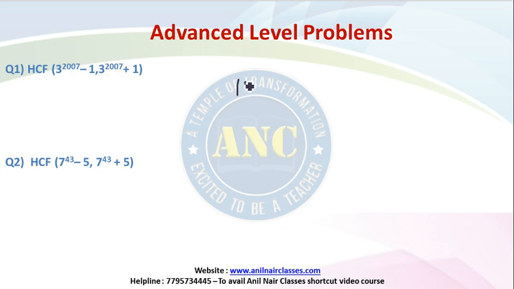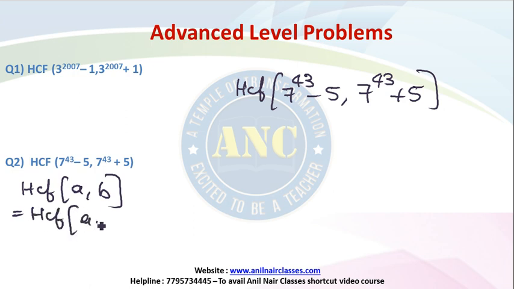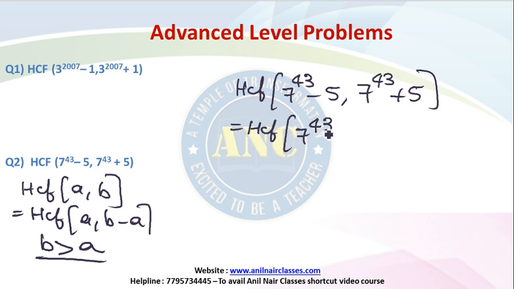Now see here. HCF of 7 power 43 minus 5, comma, 7 power 43 plus 5. What is the concept I am using in this question? HCF of a comma b is nothing but HCF of a comma b minus a, assuming b is greater than a. This is the concept I am using, Manoj Beta, for you. So this is nothing but HCF of 7 power 43 minus 5 comma b minus a. So b minus a is nothing but 10.